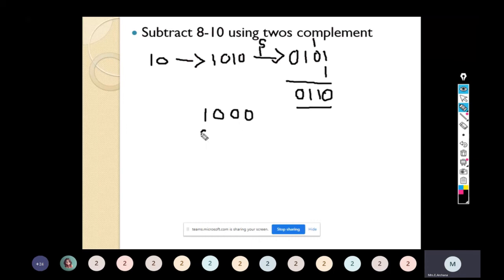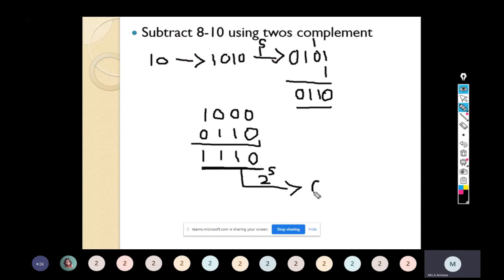It is going to get added with 0110. When we add this, 0 plus 0, 0, 0 plus 1, 1, 0 plus 1, 1, 1 plus 0, 1. That gives 1110. If there is a carry, discard the carry. If there is no carry, we have to take 2's complement for the obtained result. What is the formula to find 2's complement? First, we have to find the 1's complement for the result.